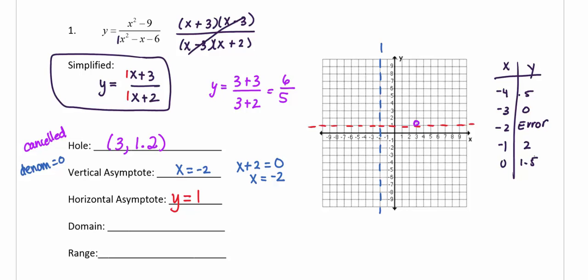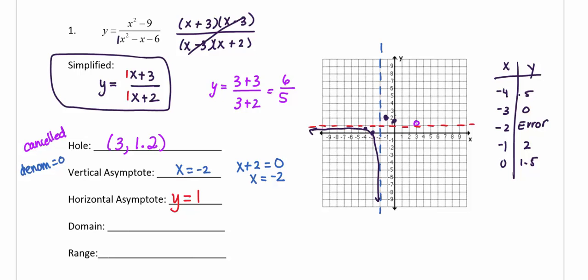So remember, these always have two branches. So my first branch is going to start over here. It's at -4.5 and -3, 0. And remember, these asymptotes help me shape my graph too. Then on the other side of my vertical asymptote, I have negative 1, 2, sorry, that's why I was a little confused. Negative 1, 2, and 0, 1.5.